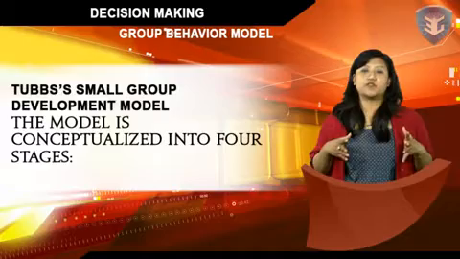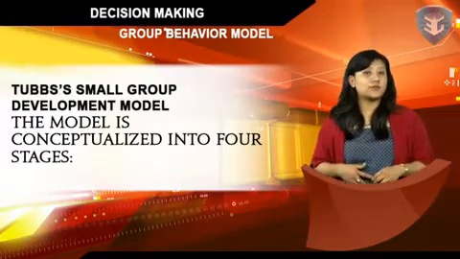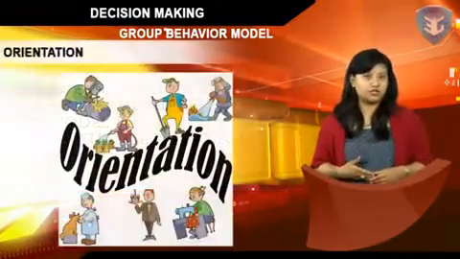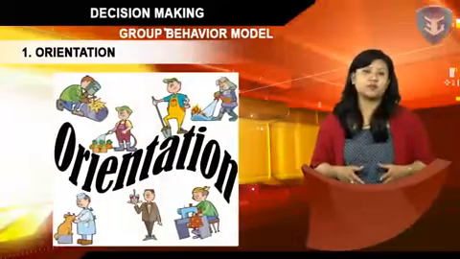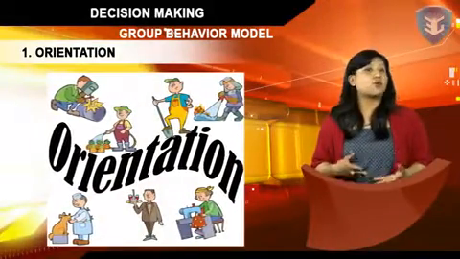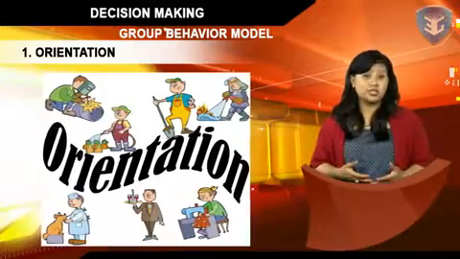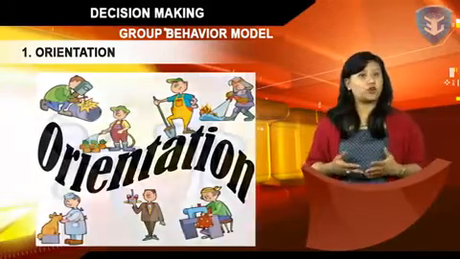Tubbs' small group development model. The model is conceptualized into 4 stages. Orientation. In this stage, group members get to know each other. They start to talk about the problem and they examine the limitations and opportunities of the project.